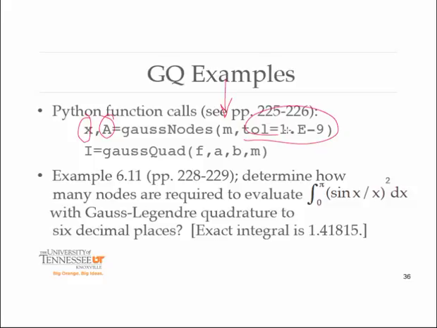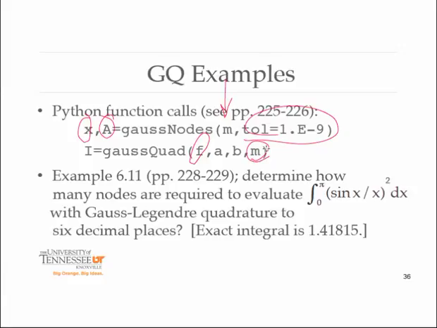And then the gaussQuad function, basically, you supply the integrand, the function you're trying to integrate from a to b, and then again the number of nodes and weights that you have for your rule. That's all you have to do to do Gauss-Legendre.